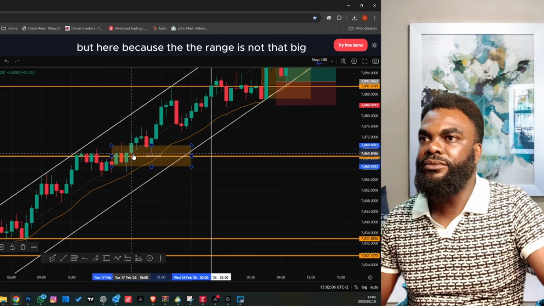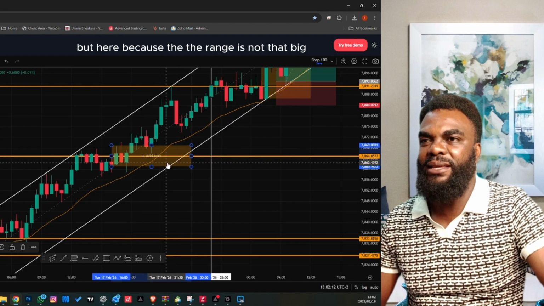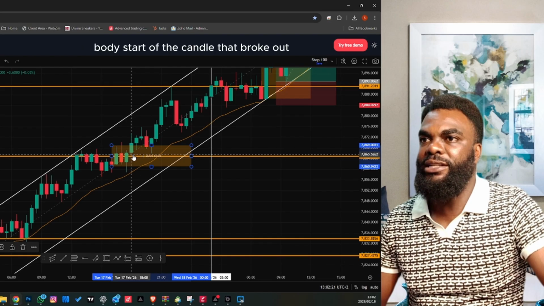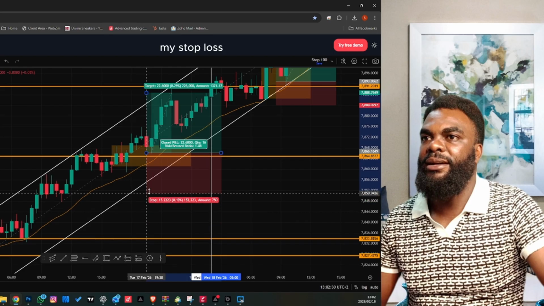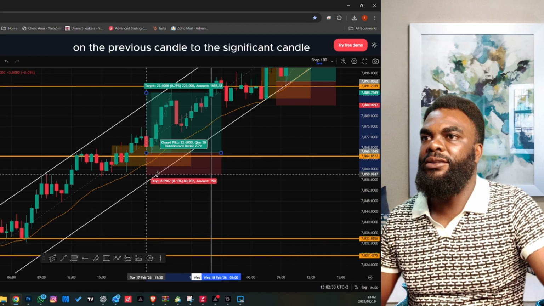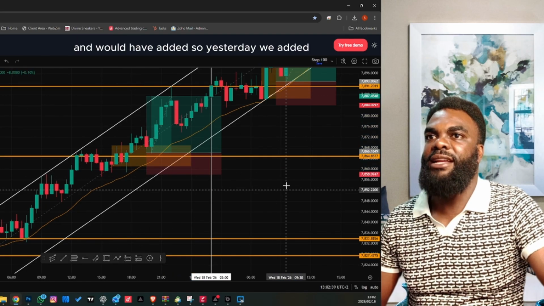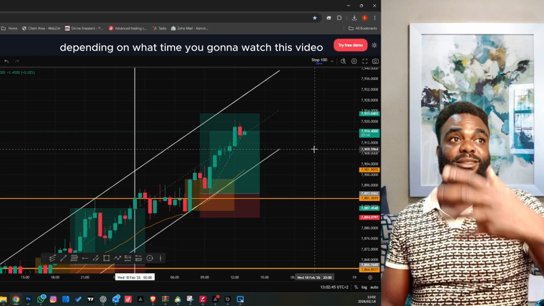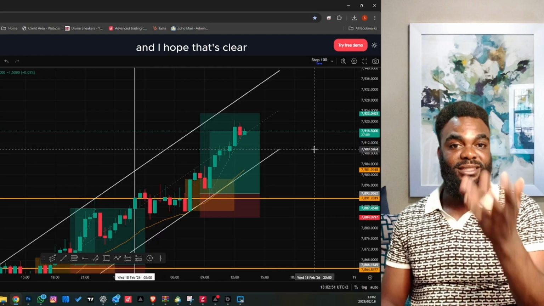But here, because the range is not that big, I always want to place my limit order right on the body start of the candle that broke out. So on this, I would have put my limit order here, my stop loss on the candle previous to the significant candle, and would have eaten. So yesterday we ate a buy, today we ate, and we are still eating, depending on what time you're going to watch this video. But this is how I catch my trades on Step Index, and I hope that's clear.